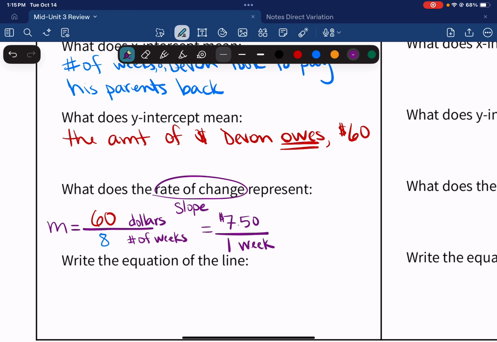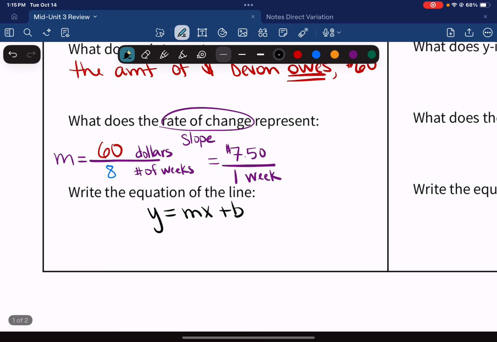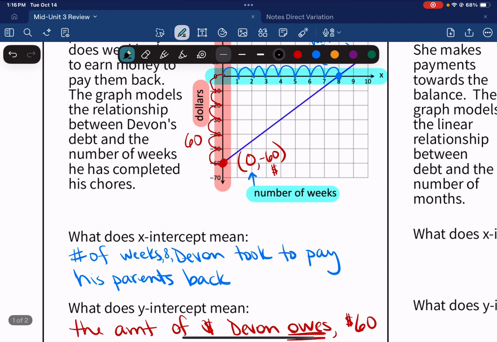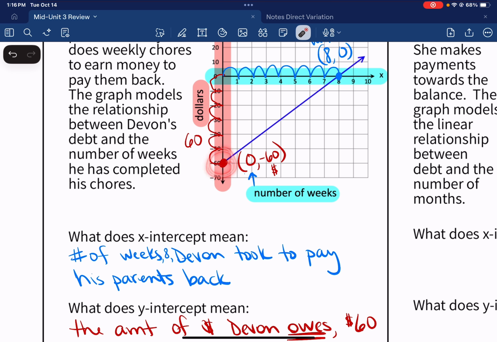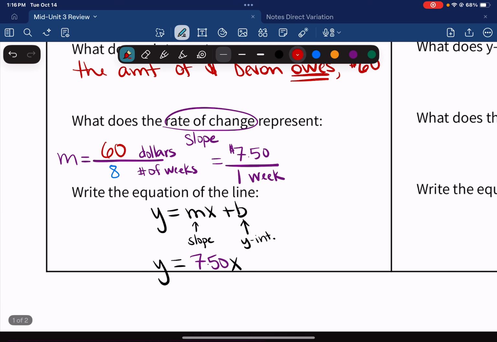Now we need to write the equation of a line. And remember, the equation of a line is just y equals mx plus b, where m is our slope and b is our y-intercept. So slope goes there and the y-intercept goes there. So we have y equals 7.50 times our x value, and then our b value is where Devin starts out, and he starts out with negative $60, so minus 60. And that is the equation that represents this situation.